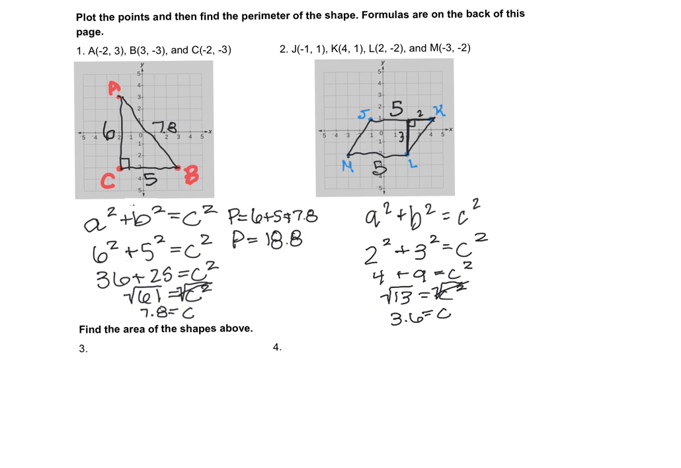Now that we have this distance, which is the same distance over here, we can find the perimeter by adding up all the sides. So we have from J to K is 5, from M to L is 5, from K to L is 3.6, and from J to M is 3.6. So when we add all of that up, our perimeter equals 17.2.